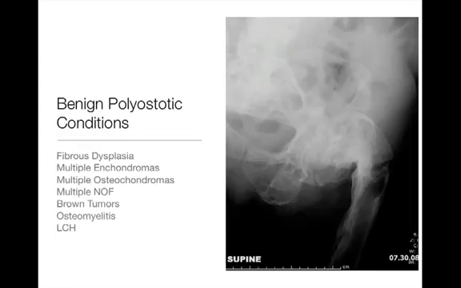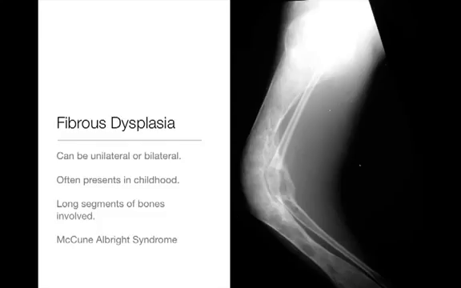All right, so we'll just go through these one at a time, our benign polyostotic conditions. Fibrous dysplasia is the first one we'll talk about. So polyostotic fibrous dysplasia, if you remember when we talked about a monostotic fibrous dysplasia, it tends to be a long lesion in a long bone. It tends to be lytic in appearance, and it's often associated with weakening of the bone, and you'll get bowing abnormalities, as you can see here in this patient with polyostotic fibrous dysplasia.